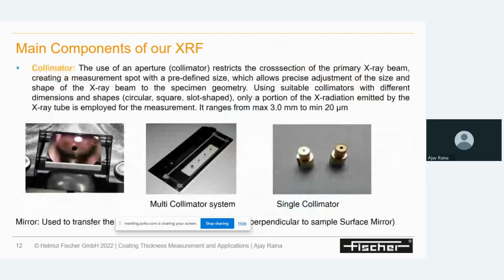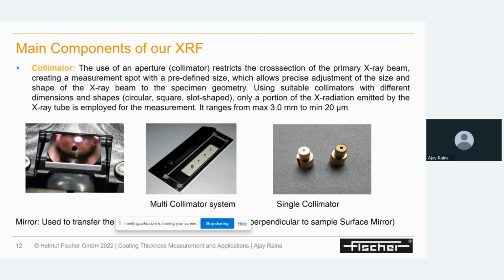Then the other part, again, is very important: the collimator, or you can say the aperture. Depending on your sample, sample location, and sample size, we recommend the collimators. As already discussed, we have a single collimator option.